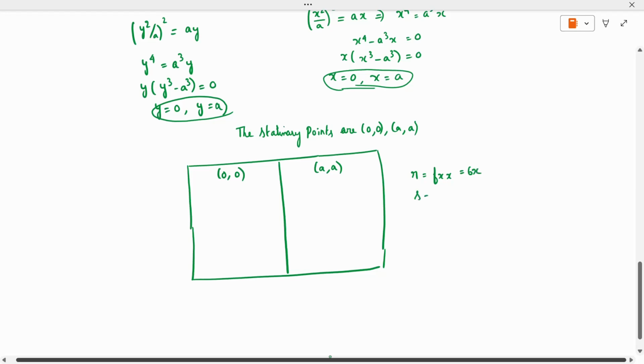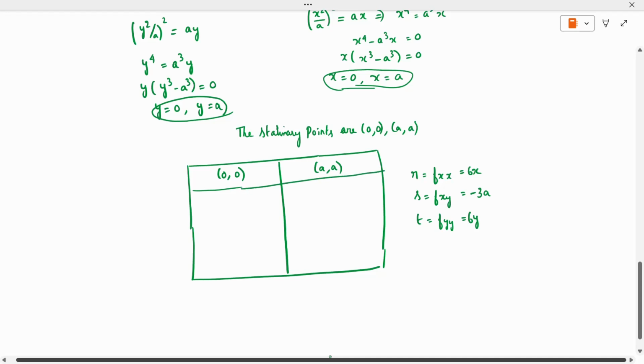Same way, S is nothing but f of xy, which means the y equation with respect to x. So minus 3a. Same way, T is nothing but f of yy, the y equation with respect to y, which means 6y. So completed. Now you check the points.